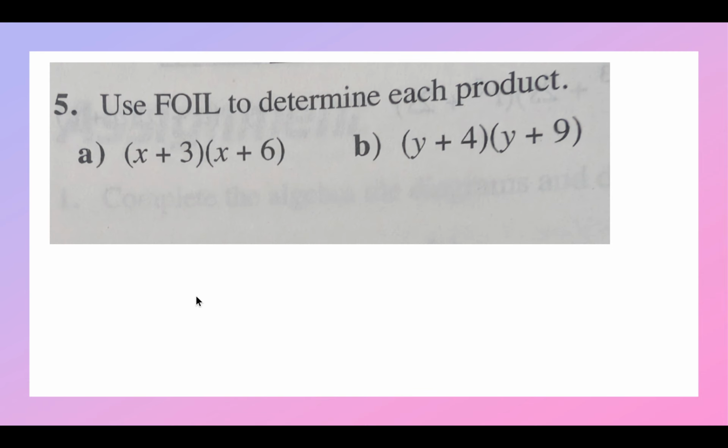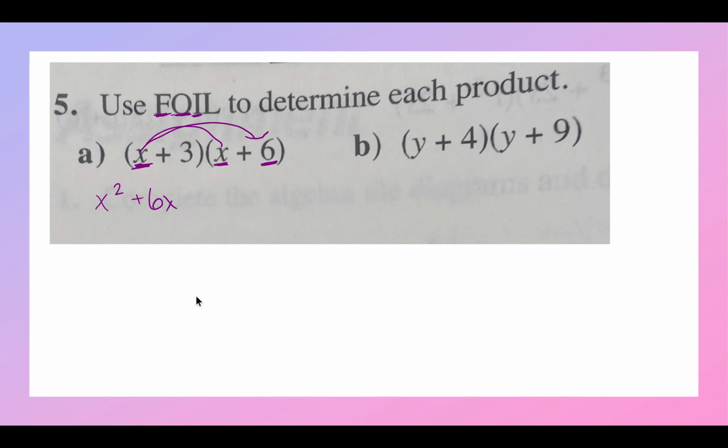So when I'm looking at my first example, for first, I'm going to take the first term of each binomial and multiply them together. So x times x, we add exponents, so there would be 1 on each of those. It's going to give you x squared. And then it moves on to outside. So the outside of the two binomials would be x times 6. So that would give us 6x.